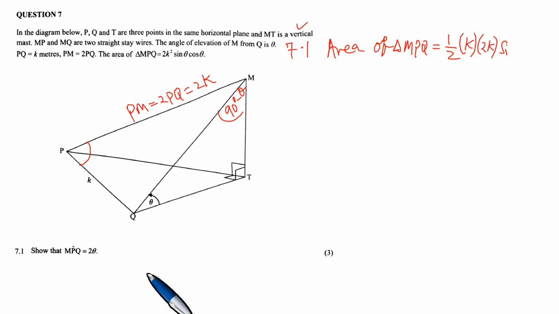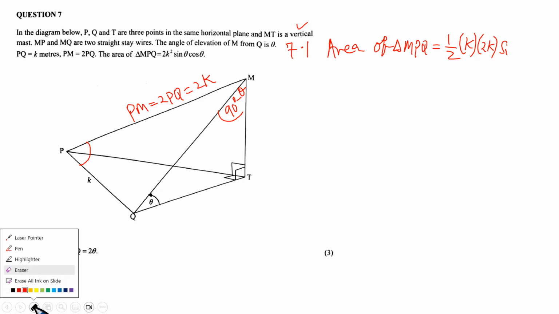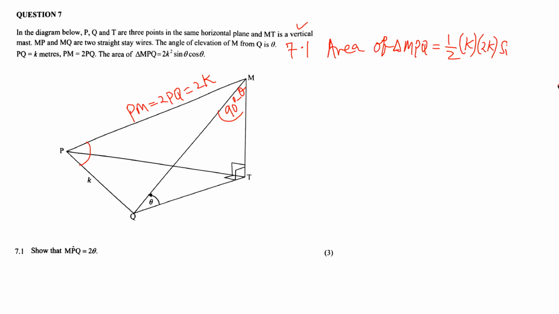Yes, please. I'm confused. How is the area of MPQ equal to half K if they gave it to us as 2K squared sine theta cos theta? Yes. Okay. Yeah, that's a good point you're raising. So in other words, there are two ways to find the area. They've given it to us, but there are two ways to find it. First, I'm using the first method because they've already given it to us. But now we need to find the actual area because if we can find the actual area, then we shall be able to get the result they want.